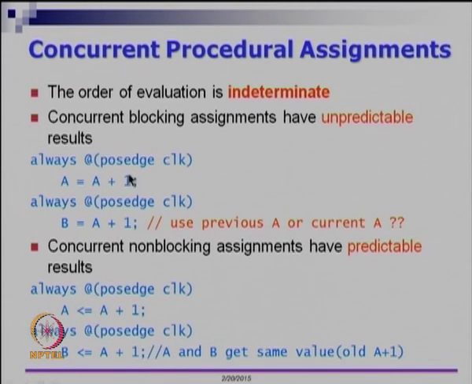So this is indeterminate. At the end of this, we do not know whether B got the previous A or the current A and added 1 to it. If it is the previous A, then we would have added only 1 to it. If it is the current A, it is actually the previous A plus 2. So we do not know whether B is previous A plus 2 or previous A plus 1, whereas in this one both A and B have previous A plus 1.